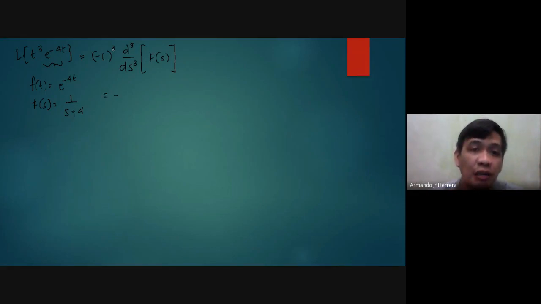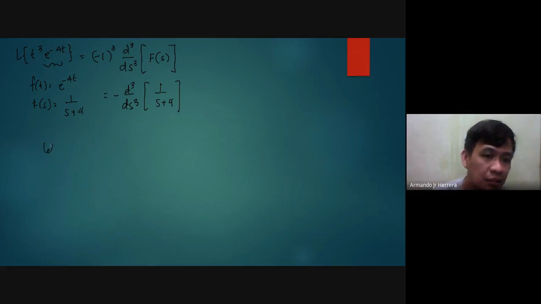That is negative 1 to the third, so negative, third derivative with respect to s of 1 over s plus 4. So what we need is the third derivative. Let y be equal to 1 over s plus 4. So what we need is the third derivative of this function.